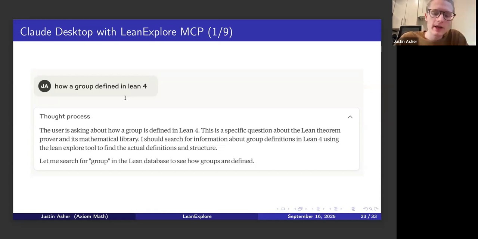But then it would constantly be like, okay, I don't know how this is defined in Lean. I don't know how to find this other definition I want to use or this other theorem I want to use. And so it would really struggle. And so essentially the point of this was to bridge that gap.